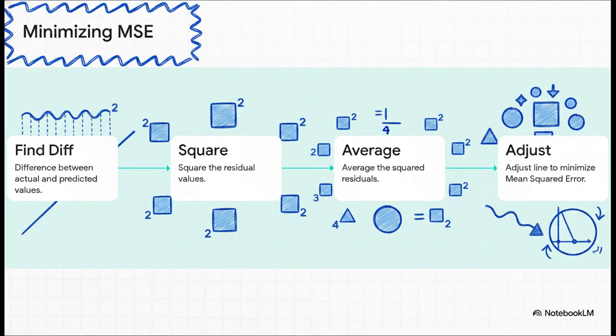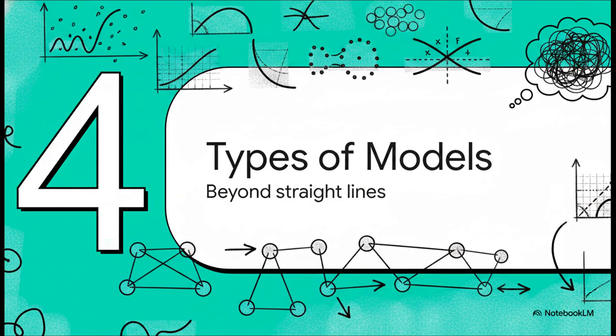So how does a machine learning algorithm actually find the line with the lowest MSE? It uses an optimization process like gradient descent. Here's how it flows. Step 1, it calculates the difference between actual and predicted values. Step 2, it squares those residuals. Step 3, it averages them to find the overall mean squared error. Finally, Step 4, it incrementally adjusts the slope and intercept of the line to make that MSE as tiny as possible. When that MSE hits rock bottom, boom, we've found our line of best fit. Of course, the real world is rarely just a simple, straight-line relationship.